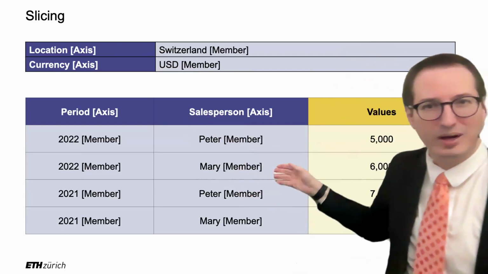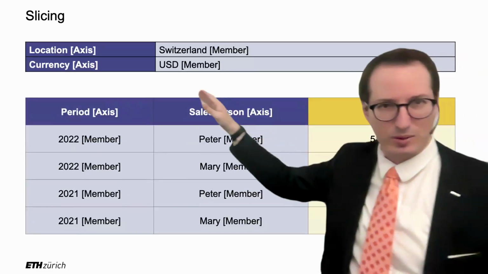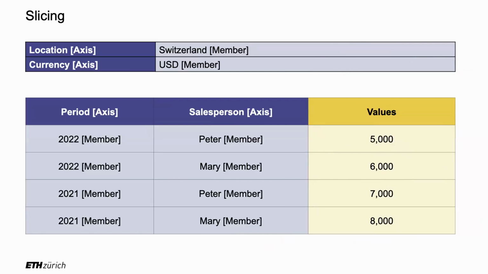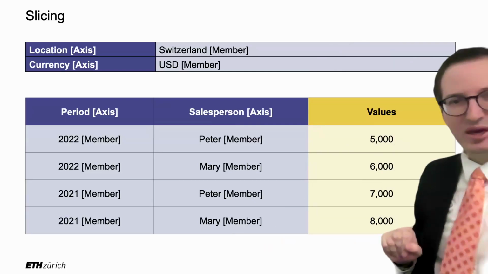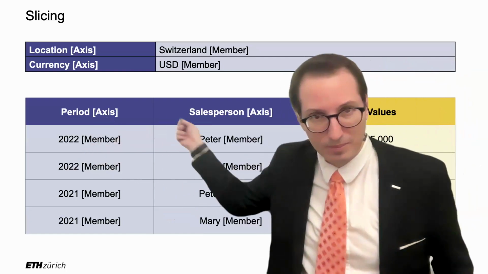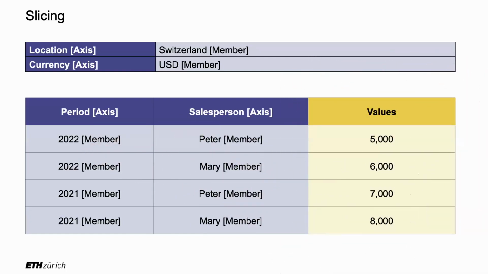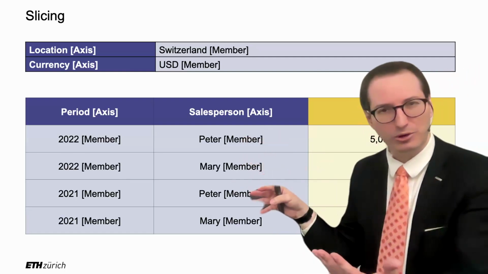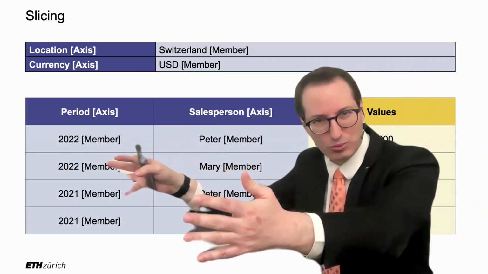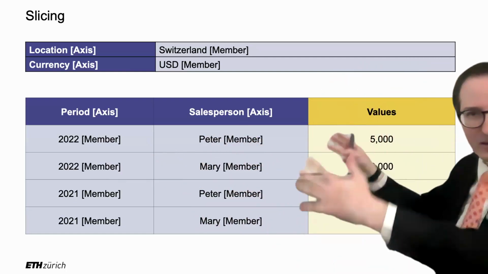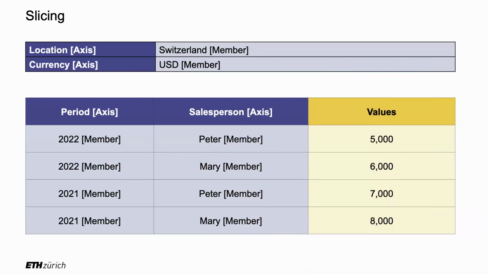I did the same with USD because it was all USD anyway. So I just simplified and took it there. Okay, still with me? All right. But now something interesting is happening because I have two dimensions or two axes left. That's not really nice, is it, right? Because this is basically a 2x2 cube that we have left. There's 2020, 22, 21, and there's Peter and Mary, but I'm still listing them on top of each other.